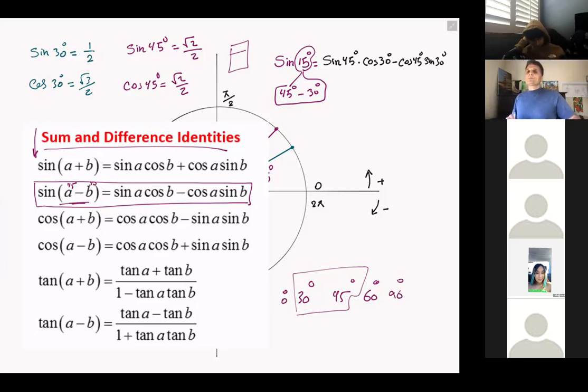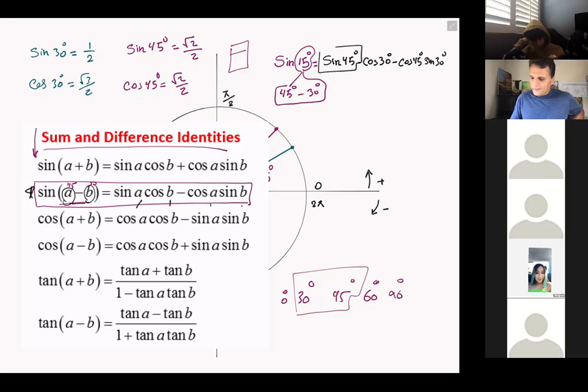Correct? So not bad, correct? You as a human, not a robot, we just saw 15 degrees, 45 minus 30. There's a formula for it. I pick the formula and I will see what is A, what is B. Then I substitute A and B. Now I'm gonna go to the unit circle that you have.